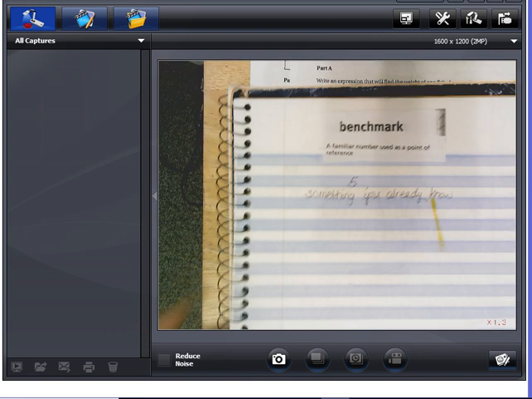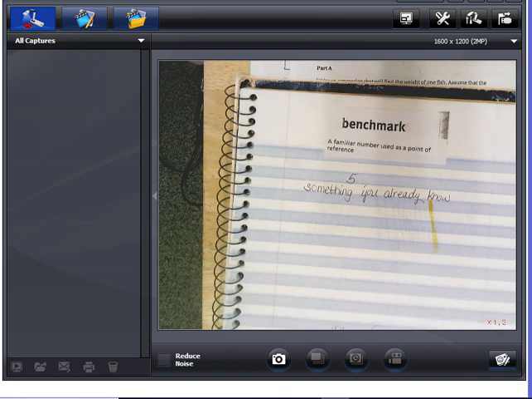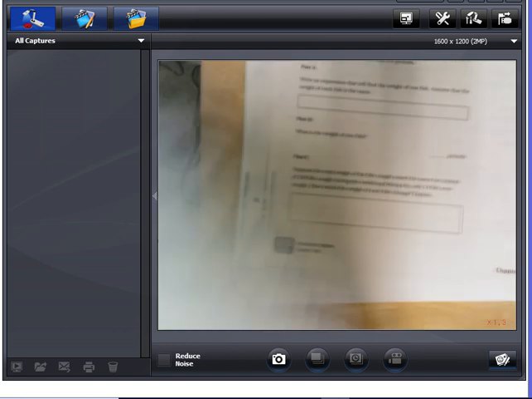We got the word benchmark. Benchmark is just a familiar word that you know. 5s, 10s, 25 is a benchmark for me because I count quarters. Then we'll move on to the next page.